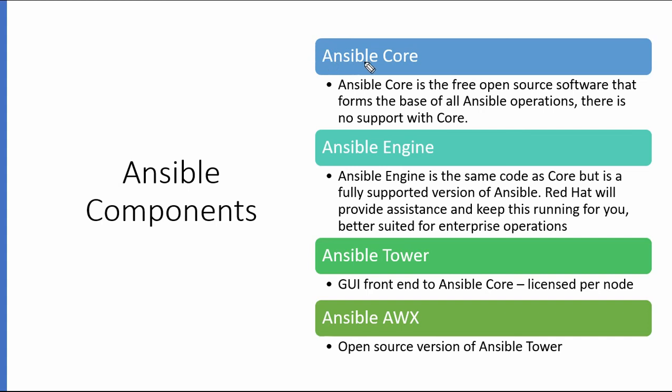The main component is Ansible Core. That is open source. It's easily available, but it's not going to get support from Red Hat. The second one is Ansible Engine, which is the same code as Core, which you can see here. It's the same code, but it's fully supported by Red Hat, right? Whatever code you want to execute, you can take help from Red Hat itself.